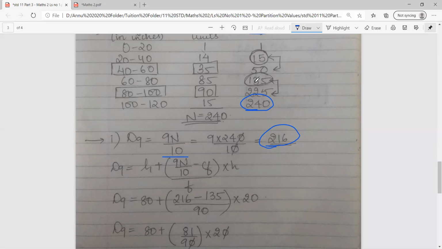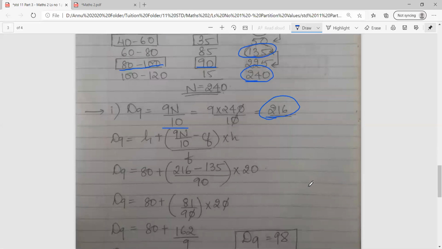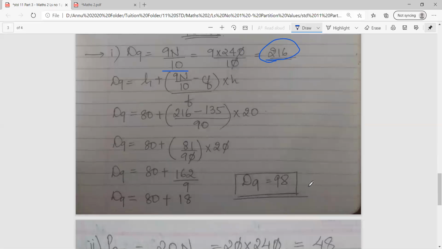Now 216 lies between 135 and 225. So in front of 225, as you can see, I have placed the 80 to 100 class in the box. In front of this, the frequency is 90 and cumulative frequency is 135. So now it is time to put the Badu formula. So what is the Badu formula? D9 is equal to L1 plus 9n upon 10 minus CF upon F into H.